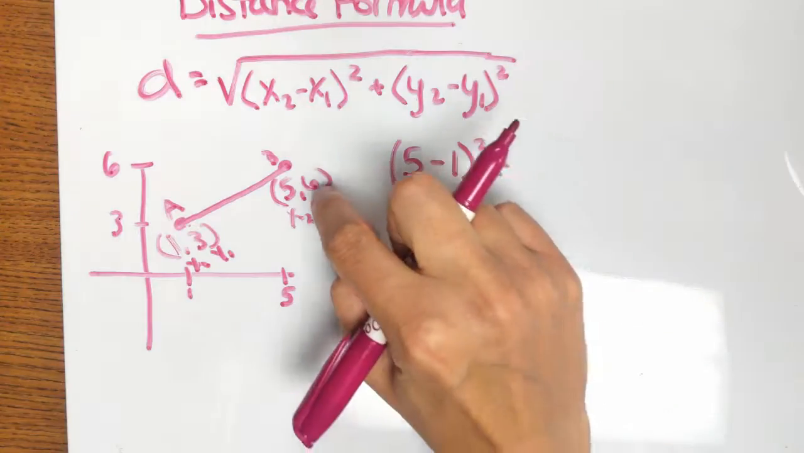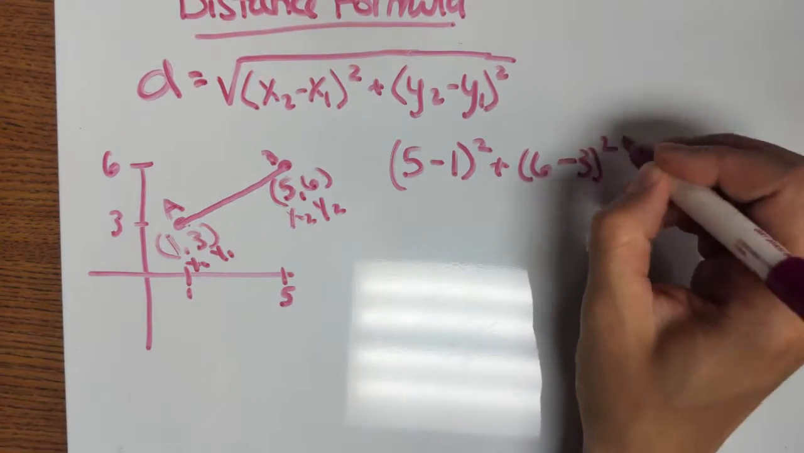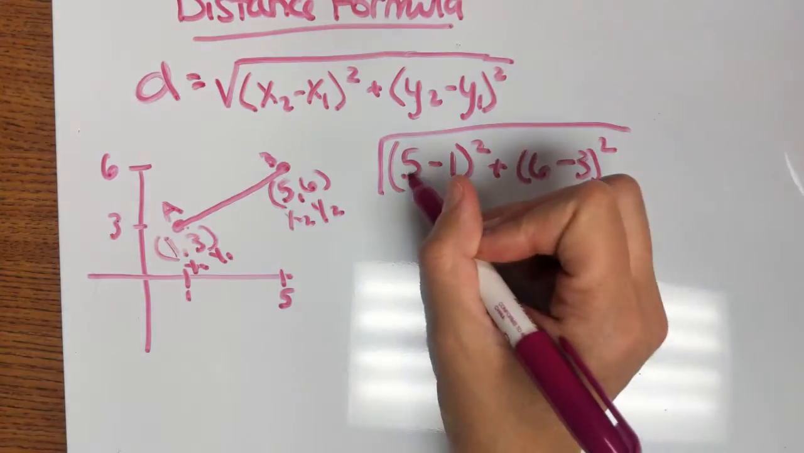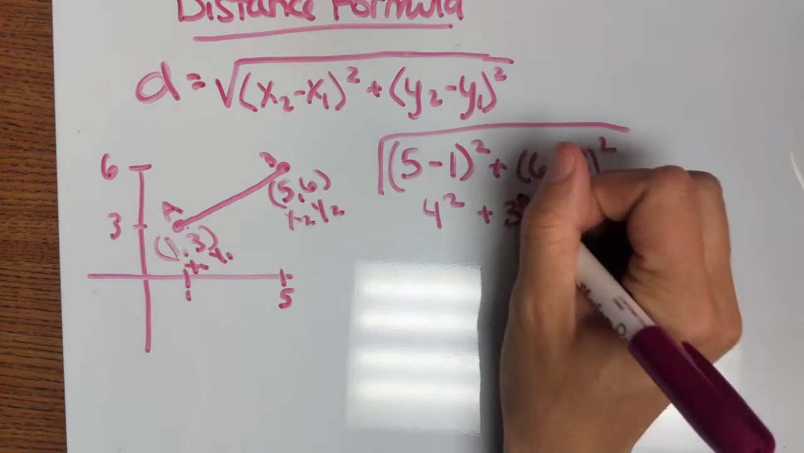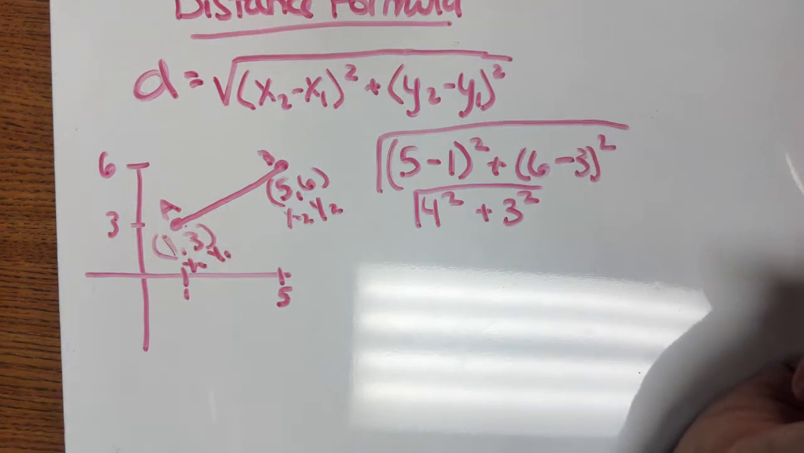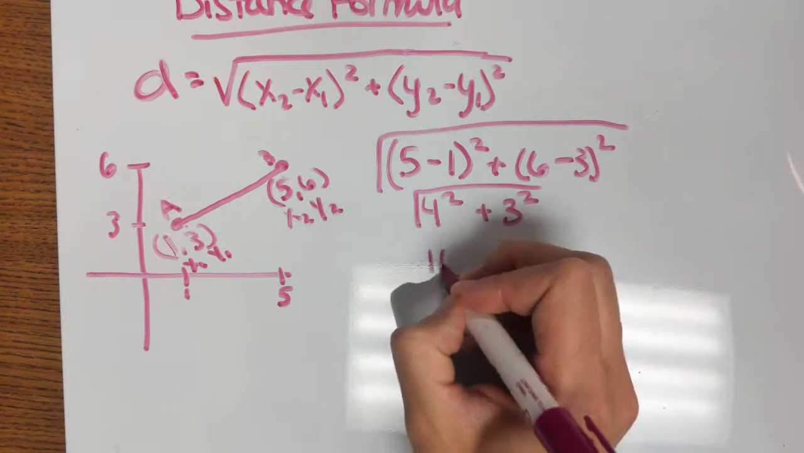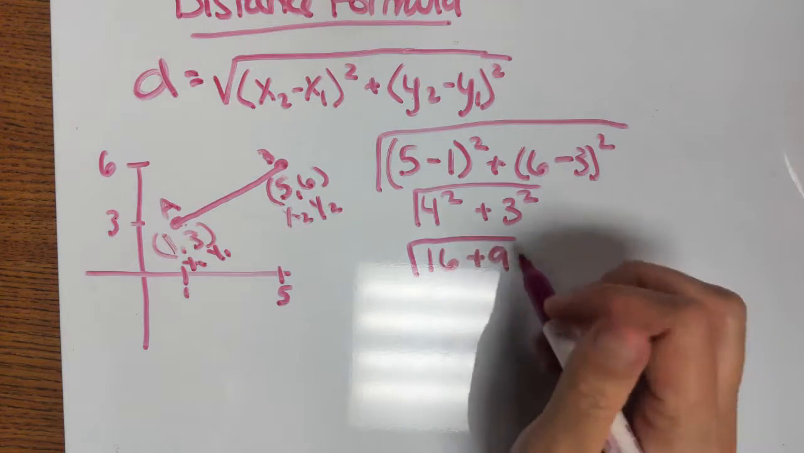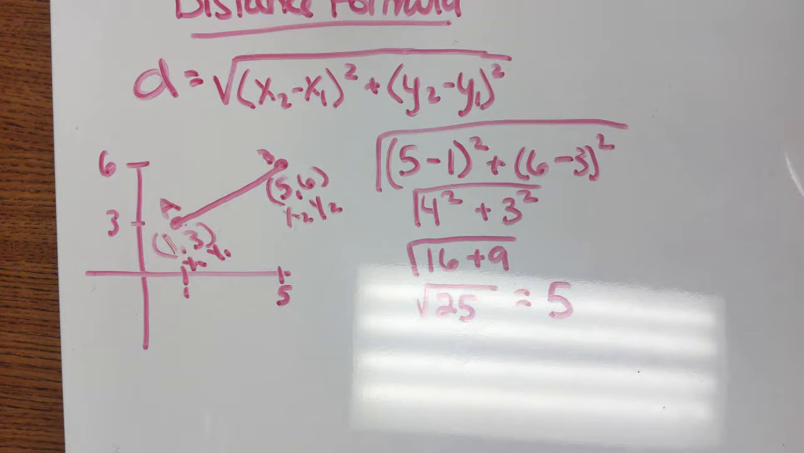We do the same thing. y2 was 6 minus y1 was 3. We square it, and that's all under the square root. Simplify. 5 minus 1 is 4 squared. 6 minus 3 is 3 squared. Now, there are times where you could skip some of these steps, the better you get at it. Take care of your exponents. So 16 plus 9 gives me 25, and the square root of 25 is 5. So your distance is 5.